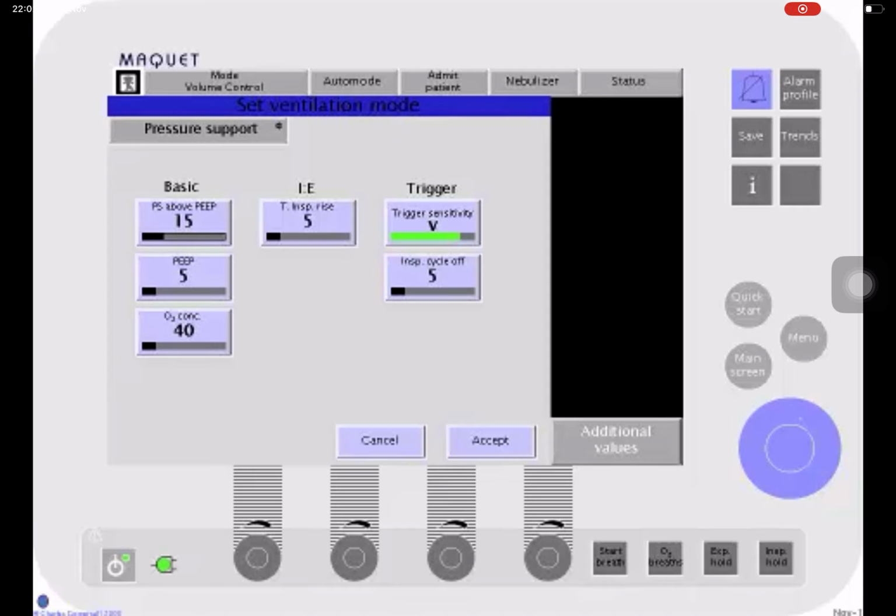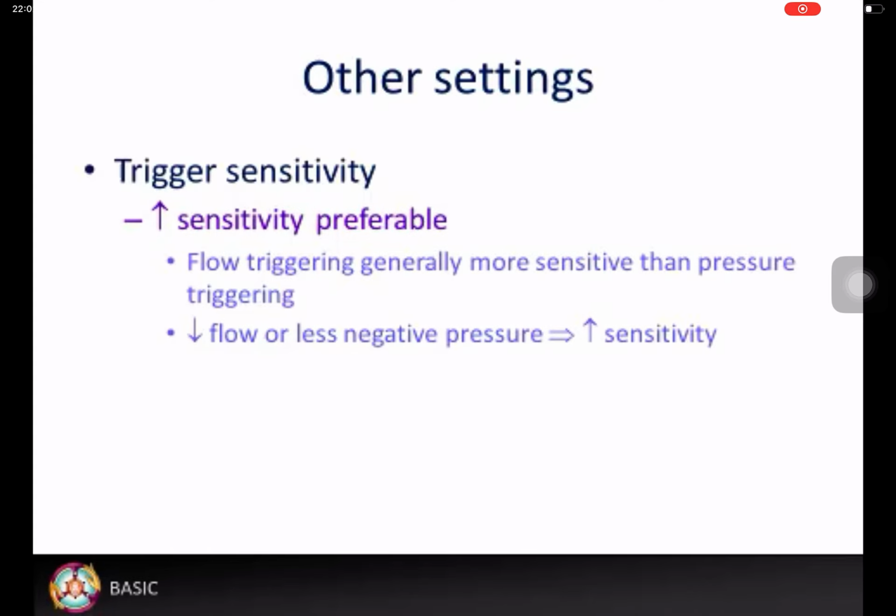We want the patient to be able to trigger the ventilator easily, so it is set to flow triggering. The trigger sensitivity determines how easy it is for the patient to trigger the ventilator to deliver a breath. In general, increased sensitivity is preferable to improve patient ventilator synchrony, i.e. to stop the patient fighting the ventilator. It may result in false or auto-triggering, i.e. the ventilator detects what it thinks is an attempt by the patient to breathe, although the patient is apneic.